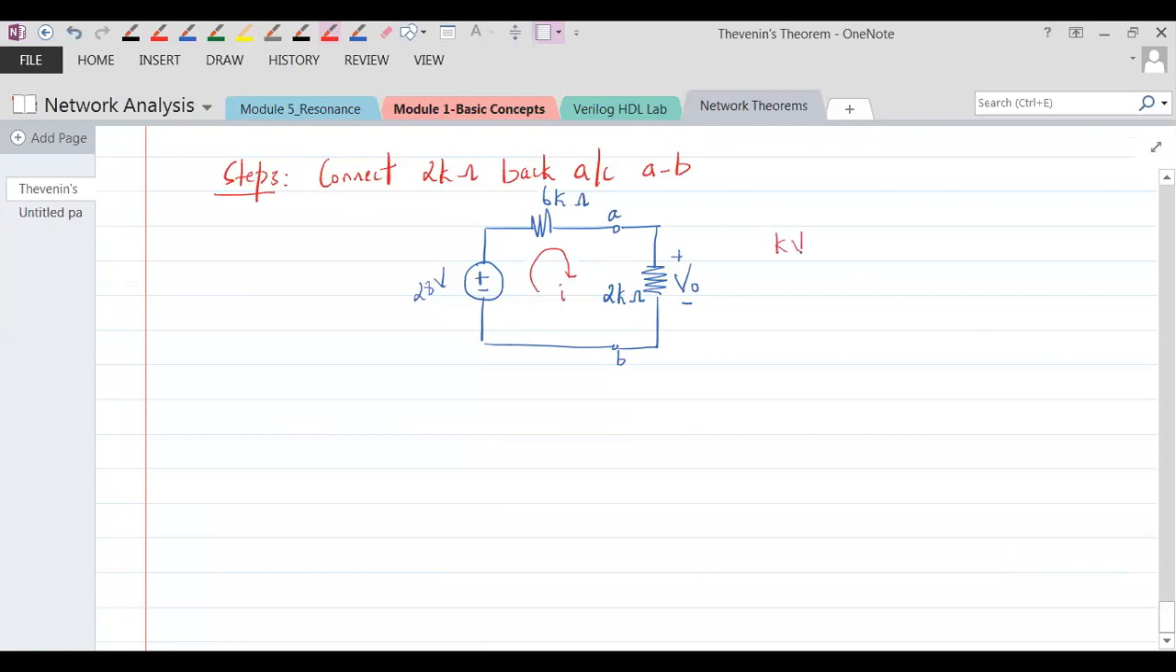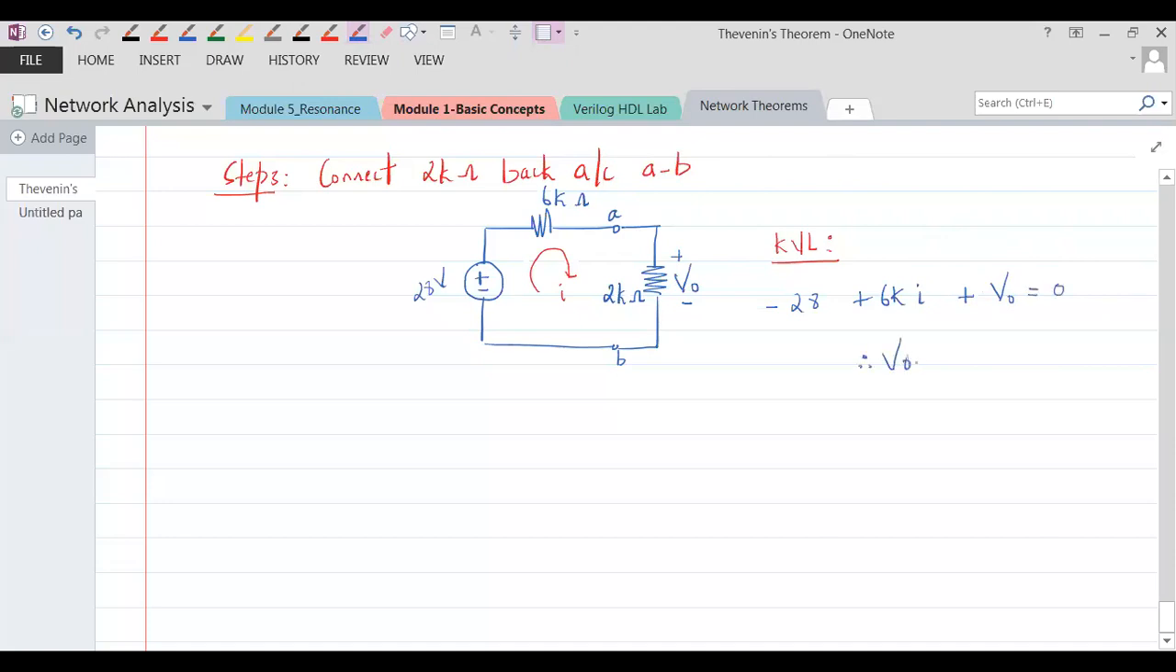KVL implies what? KVL tells us this: minus 28 plus 6K into I plus 2K. So what we can do is write V naught directly here. Since V naught is what we have to find out, let's take V naught directly. So this is V naught plus V naught equal to 0.